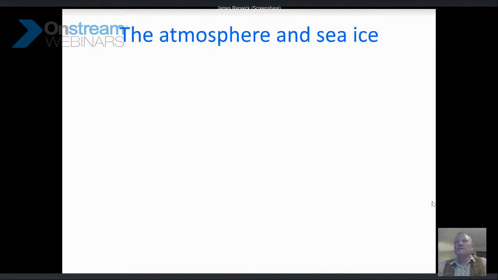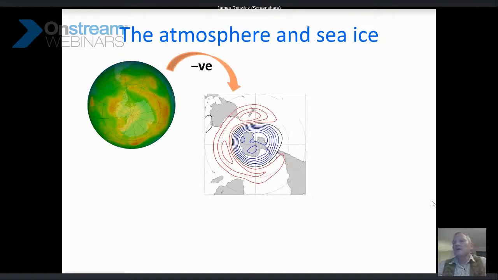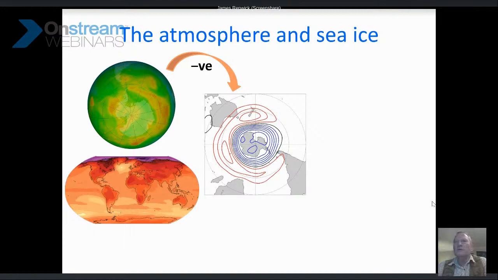So if you look at atmospheric effects on the sea ice, the ozone hole is actually filling in now, so that should decrease the north-south temperature gradient, which should be a negative influence on the Southern Annular Mode, which should cause the westerlies to weaken off a bit. But we've got global warming driving an increase in the north-south temperature difference, so that should drive a positive trend and increase in the westerlies around the Southern Ocean.